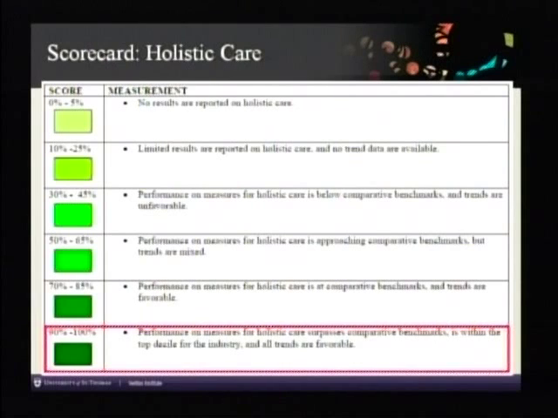Conversely, the descriptor for the highest performance category, this 90 to 100% category, arguably describes performance excellence. That's a situation where all trends on metrics of holistic care are positive. Current performance falls within the top decile for comparable, similarly situated organizations, and current performance also surpasses all comparative external benchmarks. Between those two extremes, you have 4 intermediary levels that define a kind of graduated scale between them.